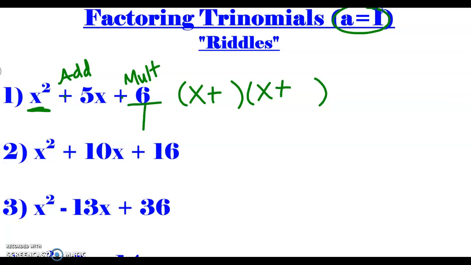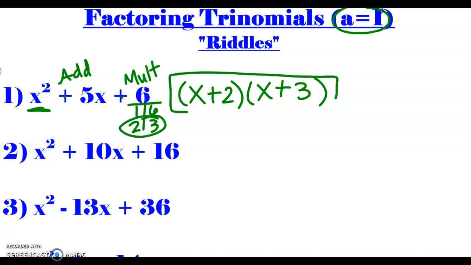So then I can think of the factors of 6. I could do 1 times 6 or 2 times 3. So then looking for the pair that adds up to 5 would be 2 and 3. So x plus 2 times x plus 3. And again, if you multiply this back out, you would be right back to where you started.